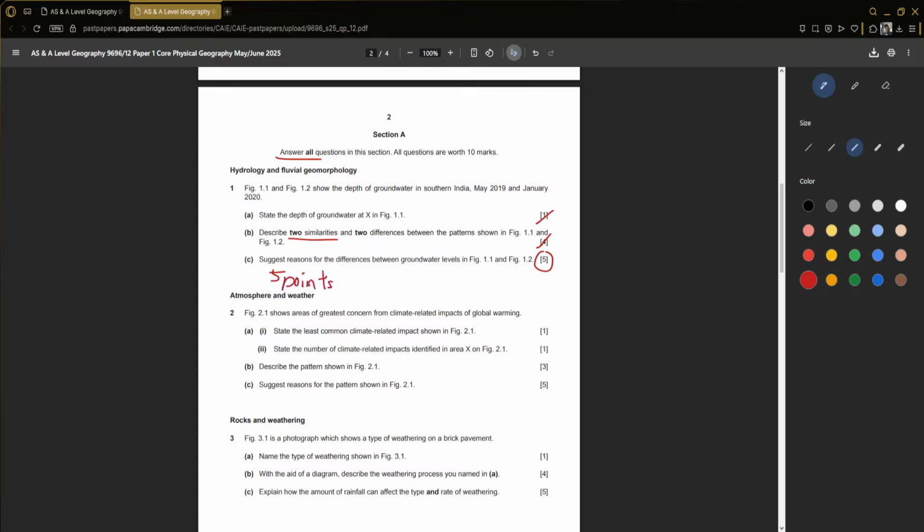So 1 mark per point, or you can do 3 detailed points. So you can get 2 marks for 2 points and 1 mark for another point. I wrote 3 marks, but I didn't get any development points. That's why I only got 2 out of 5. So if you can think of 5 points, it's kind of simple. You just write them down and you get the 5 marks.